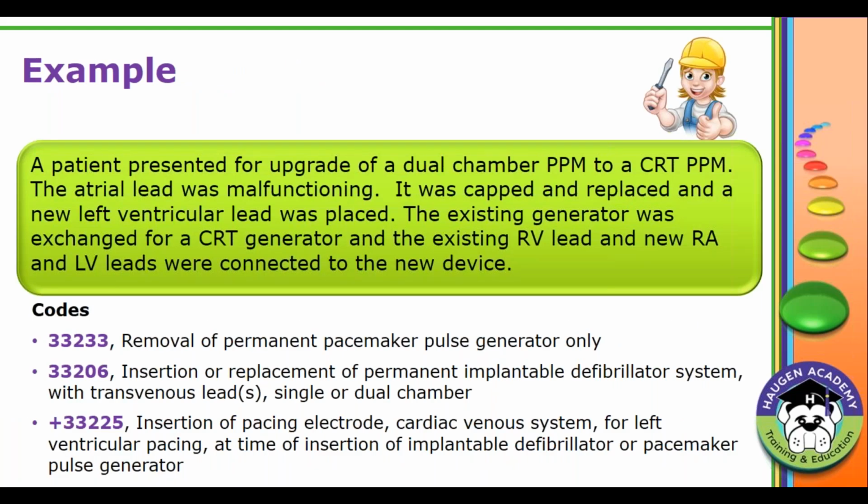We have a patient who presented for upgrade of a dual chamber pacemaker to a CRT pacemaker. The atrial lead was malfunctioning. It was capped and replaced, and a new left ventricular lead was placed, and the existing generator was exchanged for a CRT generator, and the existing RV lead and new RA and LV leads were connected to the device. What we have here is removal of the pacemaker generator. We have insertion of, sorry, I have the wrong code description on there. 33206, insertion or replacement of a pacemaker, right code, wrong description, 33206. And then we've got the 33225 for the placement of the leads.